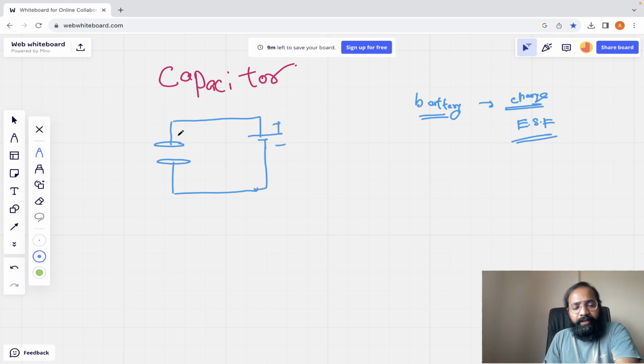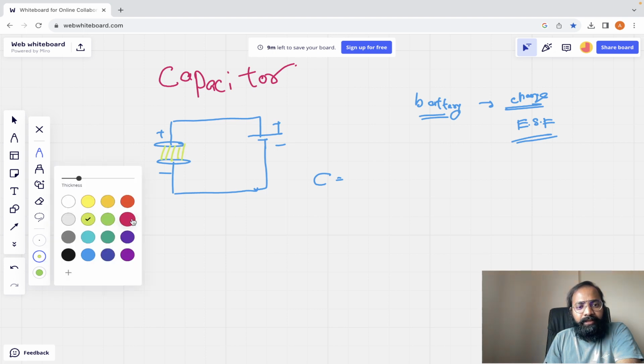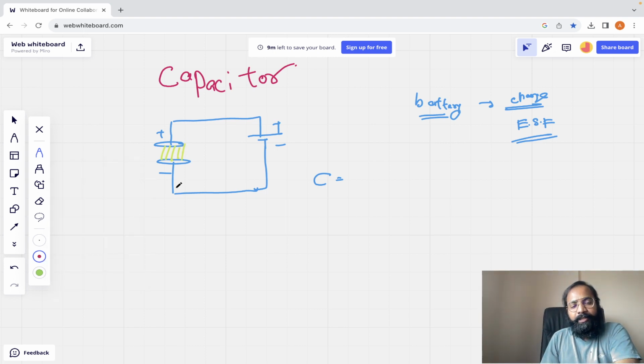Whichever plate is connected to the positive polarity of the battery is positive, and obviously the other is negative. Now here is the capacitance formula. If some kind of energy has to be stored in between these two plates, then definitely one condition has to be satisfied.